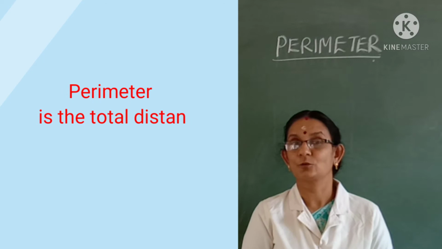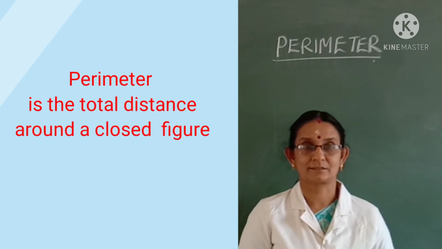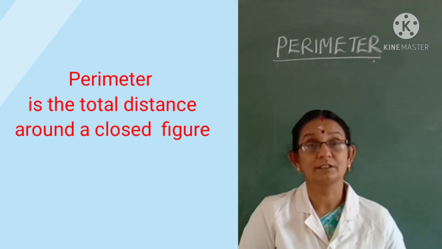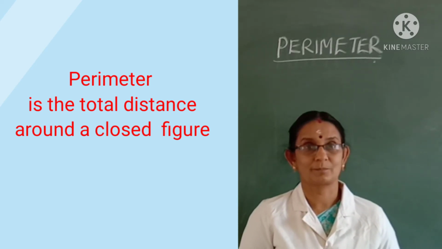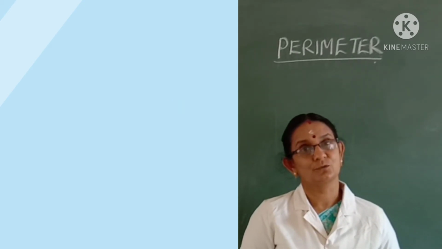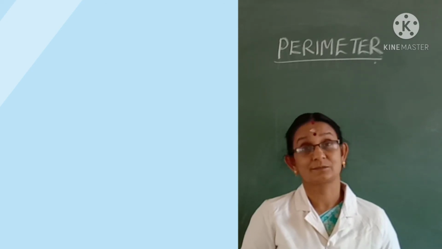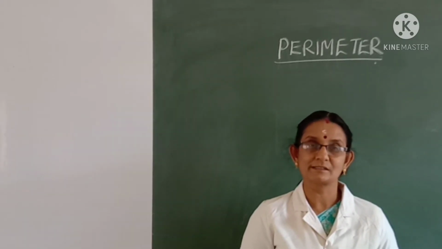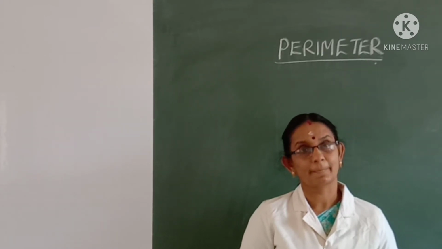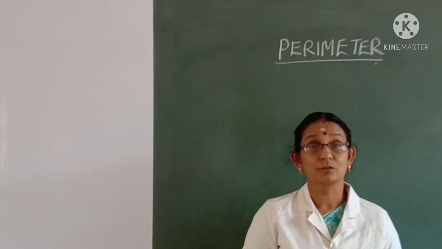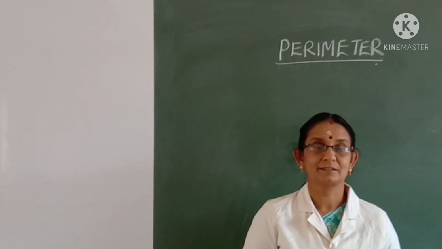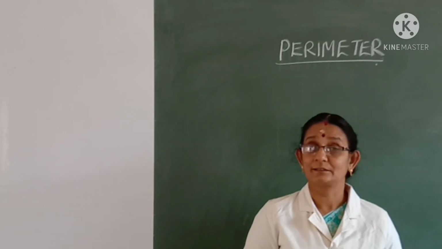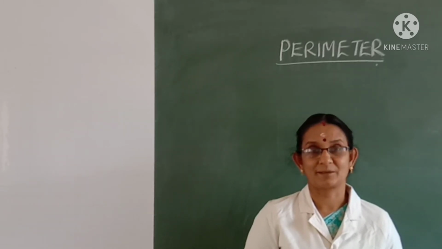Okay, children, I hope now you understood what a perimeter is. So perimeter is the total distance around a closed shape. It can be any shape. So let us find out the perimeter of some closed shapes, or which we call it as polygons. Do you remember polygons, children? What are polygons? Yes, polygon is a closed figure with 3 or more sides, isn't it? Okay, so let us find the perimeter of some shapes today.